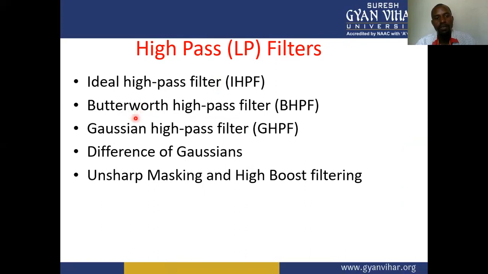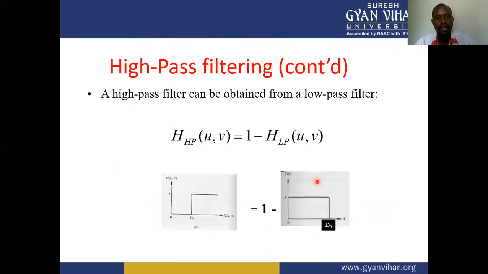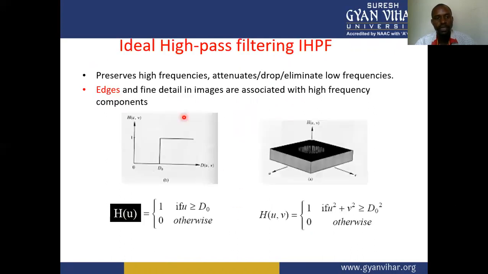Now, high-pass filters are divided into five parts. We have the ideal, Butterworth, Gaussian, then the difference of Gaussians, and then unsharp mask and high-pass post-filtering. High-pass filters can be obtained from a low-pass filter: we subtract the low-pass filter from one and we get a high-pass filter. So we have the ideal high-pass filter. It preserves high frequencies while dropping low frequencies. In this case, the edges and fine details of the image are associated with high frequency components.